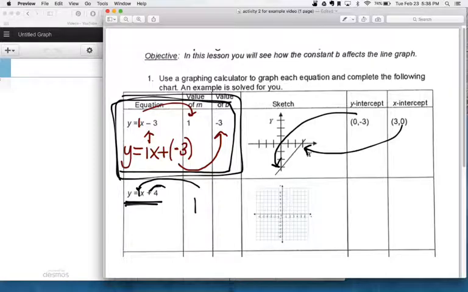My value of b is what's being added, and that's a 4. So m is 1, b is 4.